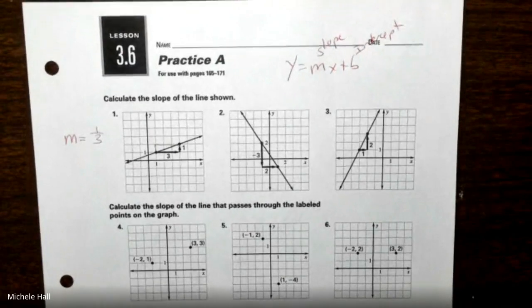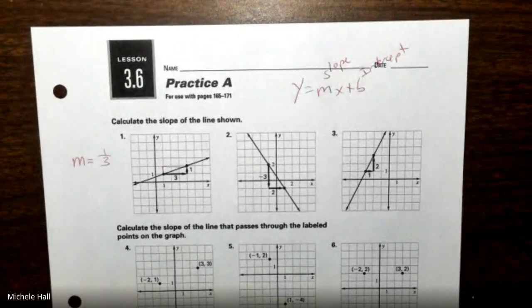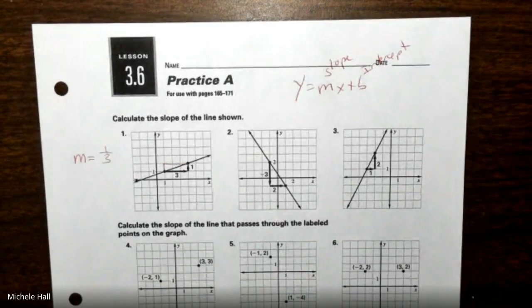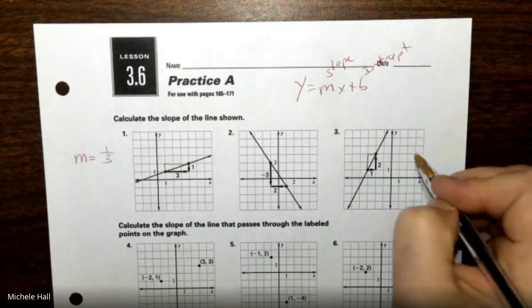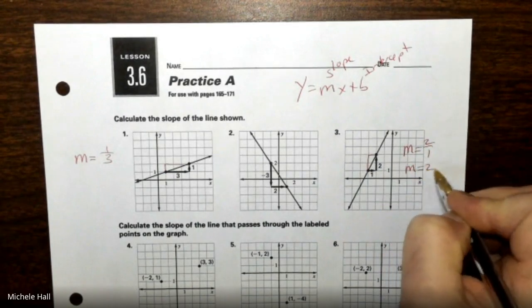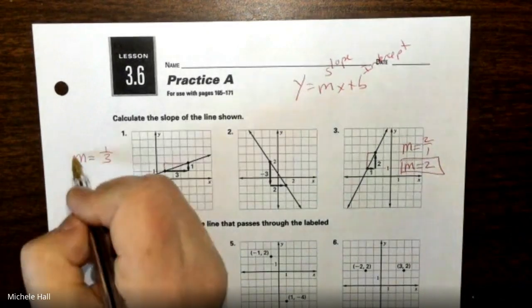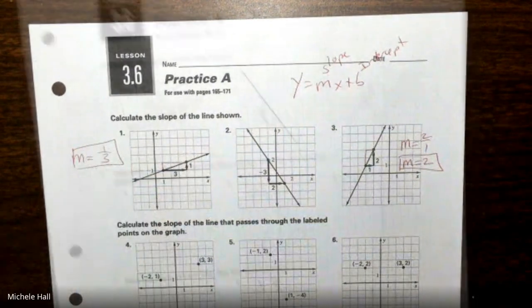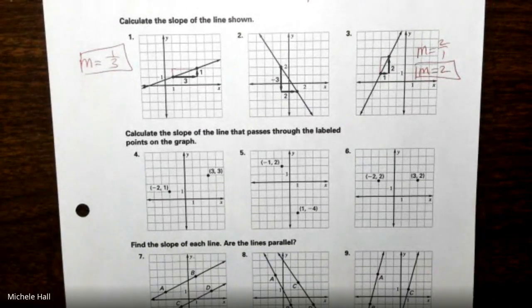Rise and run. I don't like how they have them drawn. Yes, rising 2 and running 1. So this would be m equals 2 over 1, which just equals 2. Make sure you simplify them down. 1/3 does not simplify. Let's practice using the slope formula for number 5.